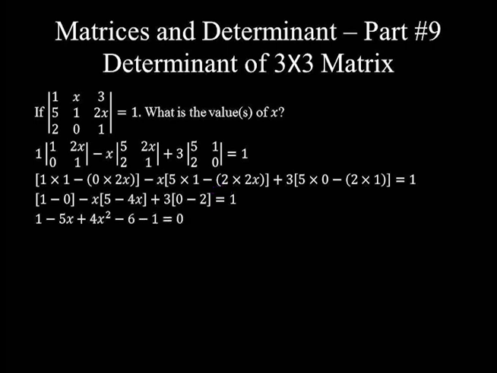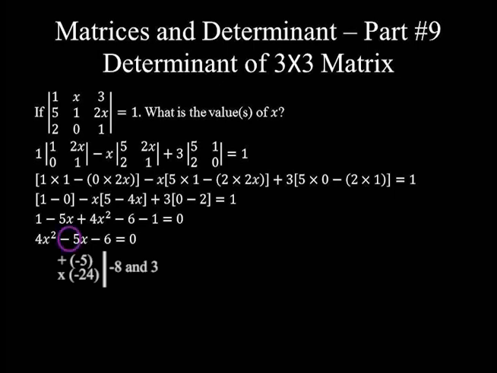Let's rearrange the elements of the equation in order to express it in the standard form of a quadratic equation. That's 4x squared minus 5x, 1 minus 1 is 0, 0 plus negative 6 is negative 6, equal to 0. Now we have to find two numbers. Their sum equals negative 5, which is the coefficient of x, and their product equals negative 24, which is the product of the coefficient of x squared and the constant. These two numbers are negative 8 and positive 3. Negative 8 times 3 is negative 24 and negative 8 plus 3 is negative 5.